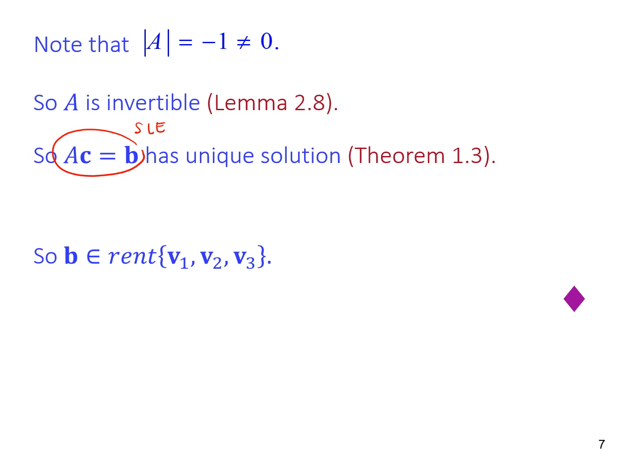That means the solution exists, and therefore the scalars C1, C2, and C3 exist. So B is a linear combination of V1, V2, and V3, and therefore B is an element of span V1, V2, V3. Therefore, we have shown that R3 is equal to the span of V1, V2, V3, and therefore V1, V2, V3 satisfy the two conditions to form a basis for R3.